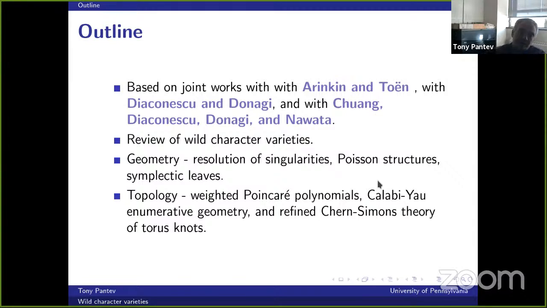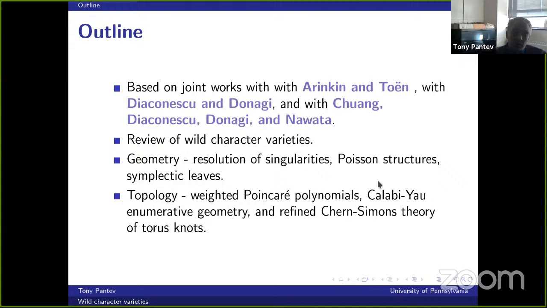The geometric part is some new work with Arinkin and Toen, and then the topological part is a sequence of works that we wrote with Emmanuel Diaconescu and Ron Donagi, and with Chuang, Diaconescu, and Donagi, and Satoshi Nawata. So I'll start by reviewing the wild character varieties, recalling what they are. Then I'll talk about their geometry and explain how we can use some kind of homotopical algebraic geometry to resolve their singularities and to construct Poisson and symplectic structures.